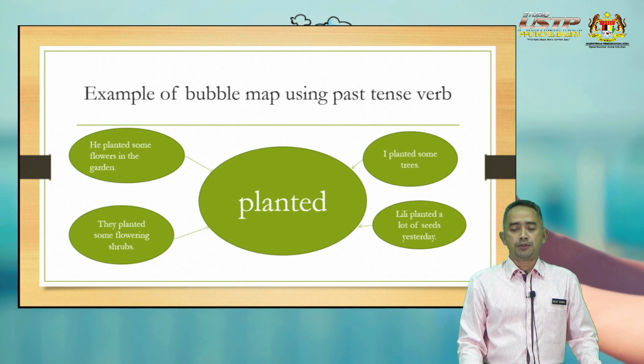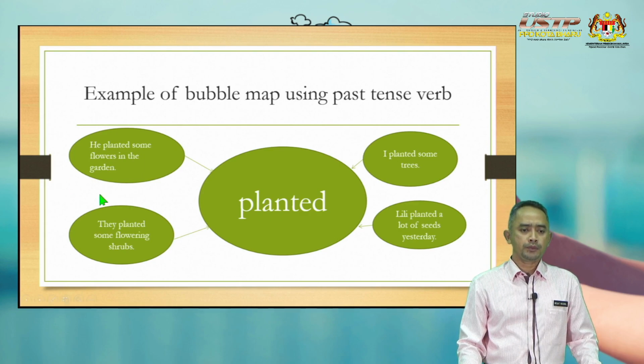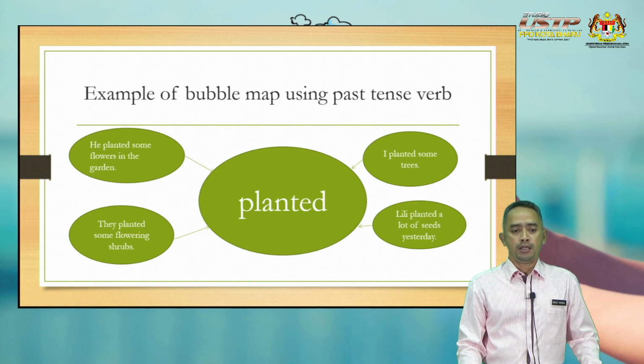Okay, what types of sentence that we can construct? Okay, for example, here we have, he planted some flowers in the garden. Okay, here we have the subject, and then here we have the verb, and then here we have the objects. Okay, and then next, I planted some trees, and the third sentence, they planted some flowering shrubs, and lastly, Lily planted a lot of seeds yesterday.